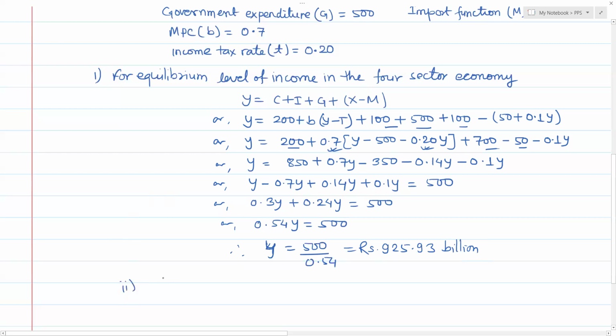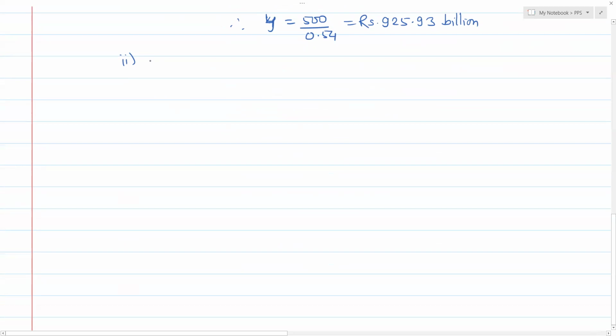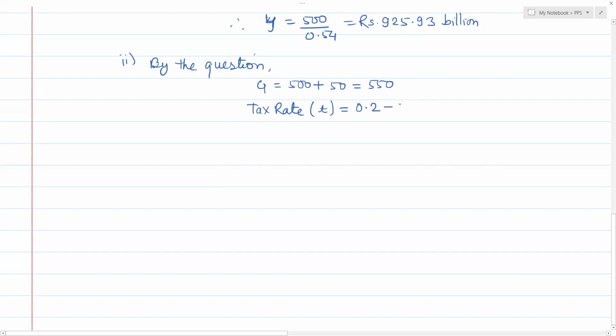Now moving to the second one. By the question, government expenditure G is equal to 500 plus 50, which is 550, and then the tax rate, denoted by small t, is 0.2 initially, and there has been a decrease in this by 5%, so it becomes 0.15.